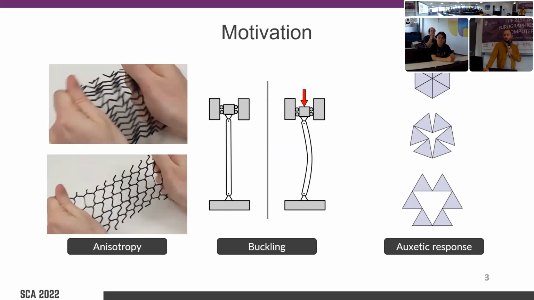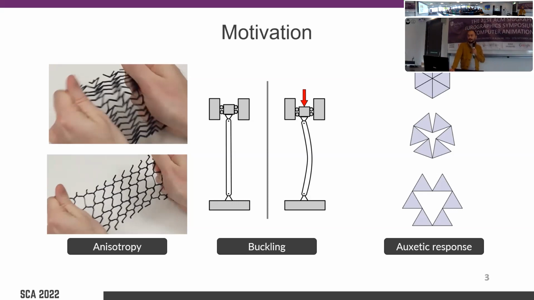Modeling mesoscale behavior of a microstructure is challenging as it shows nonlinear responses. On the first image, you can see anisotropy response, and other phenomena like buckling or auxetic response are also common in microstructures. In this work, we'll present a strategy to model accurately their mesoscale behavior.